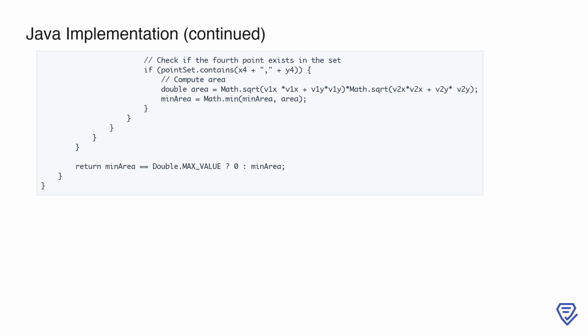Finally, after all iterations, we check if min_area remains unchanged. If it is still max value, it means no rectangle was found, so we return 0. Otherwise, we return the smallest rectangle area stored in min_area. This approach ensures that we efficiently find the minimum possible area of any rectangle formed by the input points.